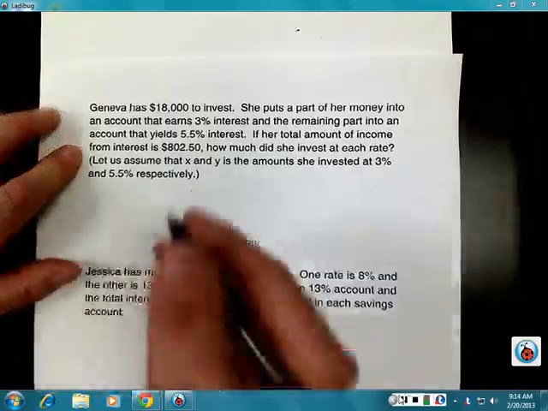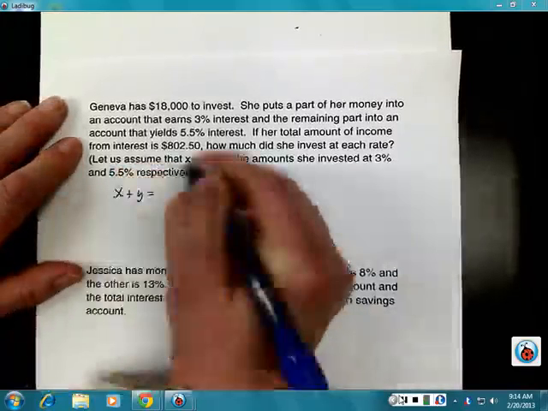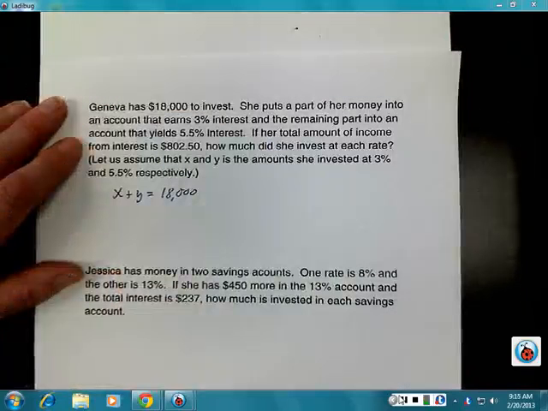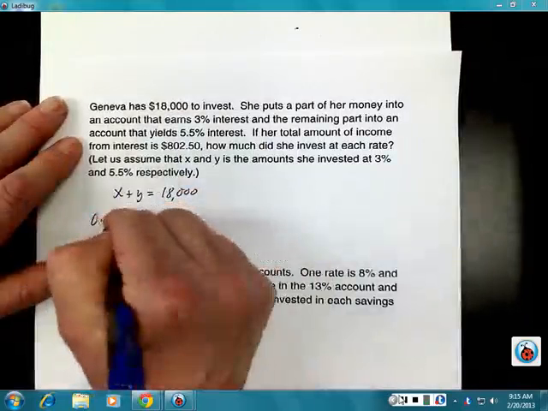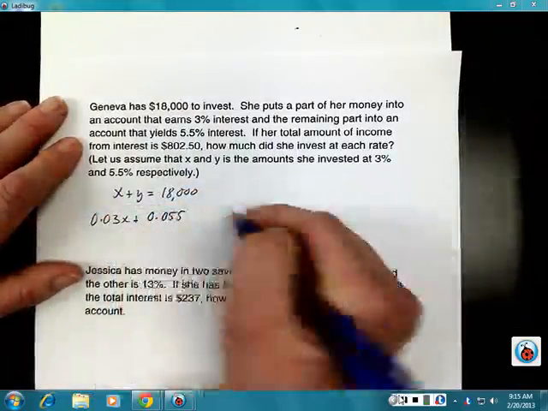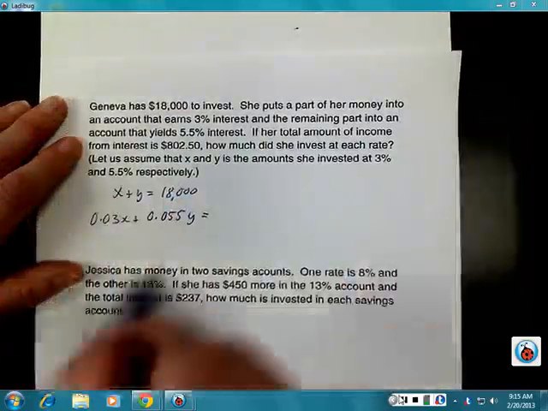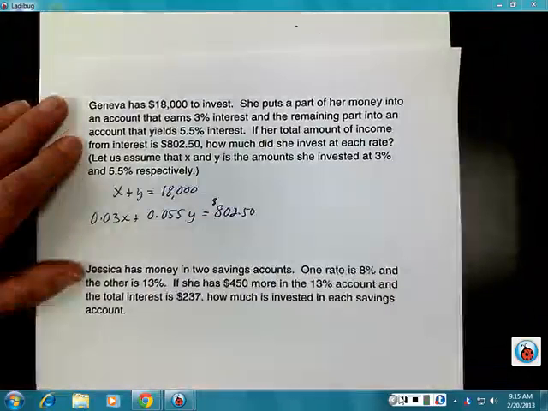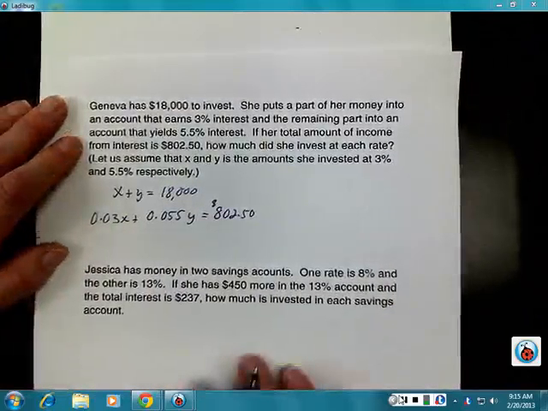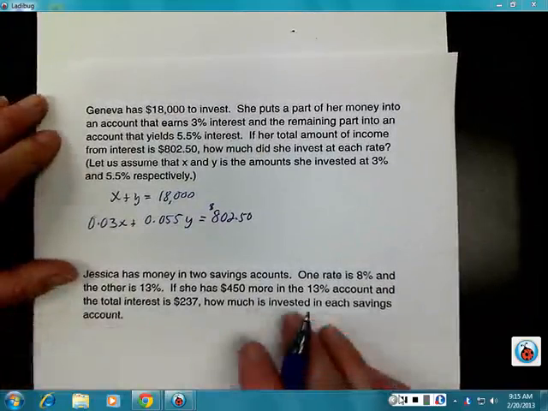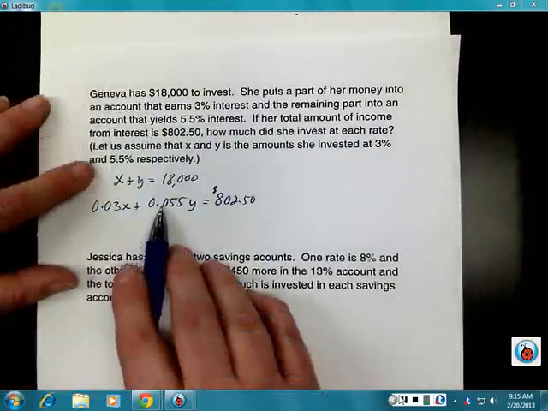Okay. So if we set it up, we're going to have X plus Y equals 18,000 because that's what she's investing. And then we just simply put the interest in front of each of these and end up setting that equal to what she's earned. So they're pretty straightforward problems, and then you would solve it from that point. Okay? Yes? No? Did you break down the 5.5 correctly? Did I break this down right?